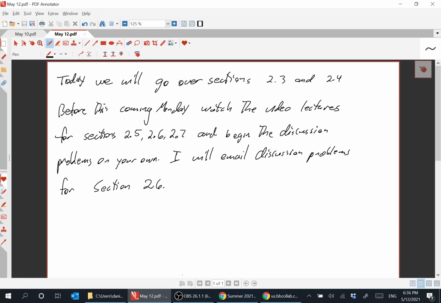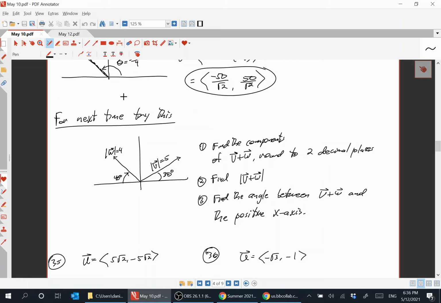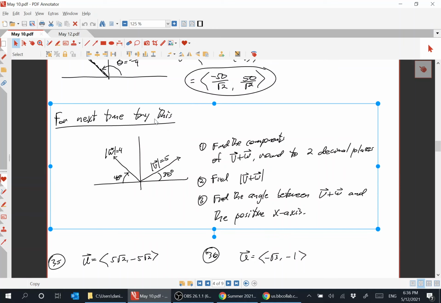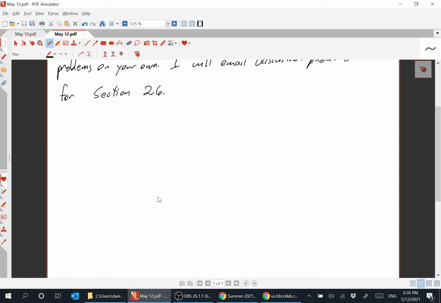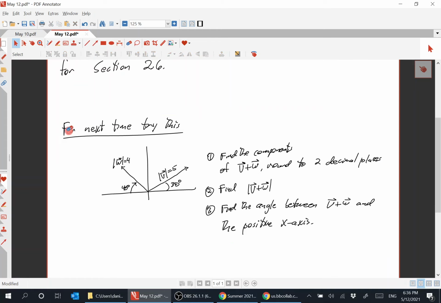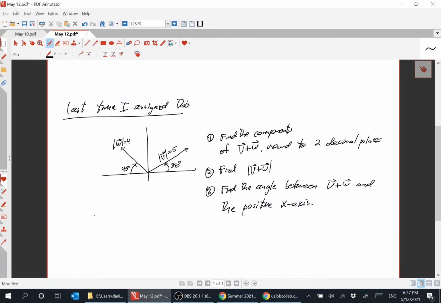All right. Last time I gave you this one problem to try for next time. It's right here. So let's start with that. You've got a vector v of length 5, 30 degrees inclination from the positive x-axis, and vector w, length 4, with this angle 40 degrees from the negative x-axis. Find the components of v plus w and round to 2 decimal places.